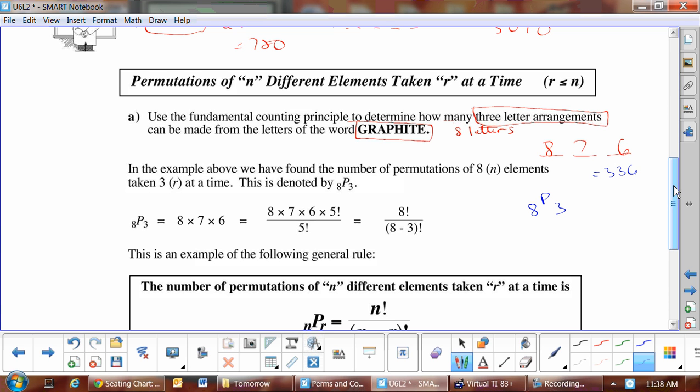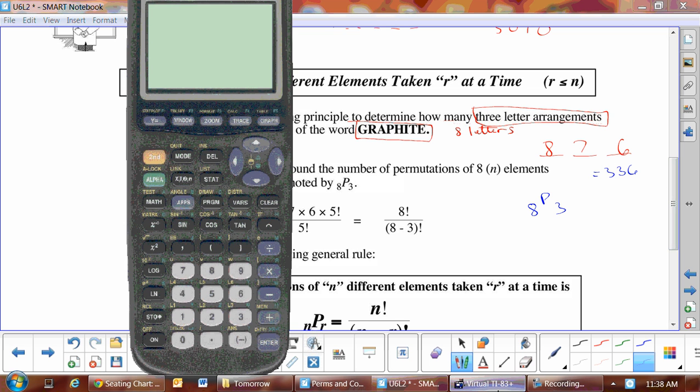Now, how do you do this in your calculator? Quite simply, have to go 8, hit your math button, go over, see where it says nPr. So you go 8, and you can hit enter or 2, whatever, 8p3. That means I have 8 objects. I am picking 3 of them. How many ways can I do that? I can do that 336 ways.